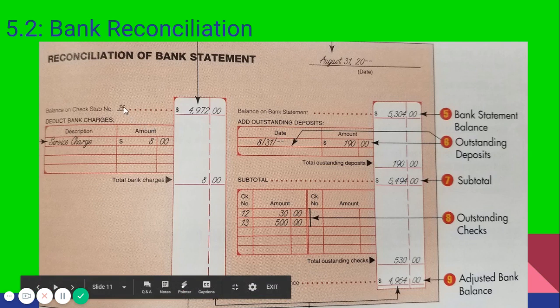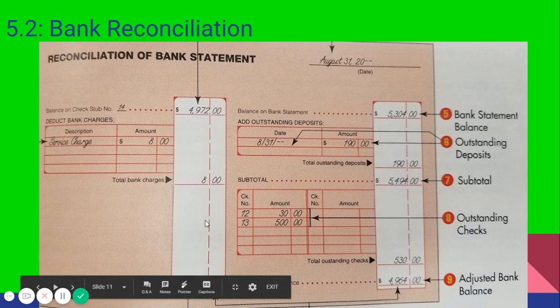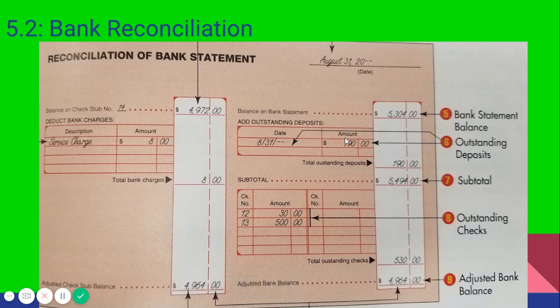So up here, we start with our check number stub with our balance. We write any service charge that we have. We write our total bank charges. We subtract them to get our adjustments on our bank balance. That's the left side. On the right side, we take our number from our bank statement, our balance.